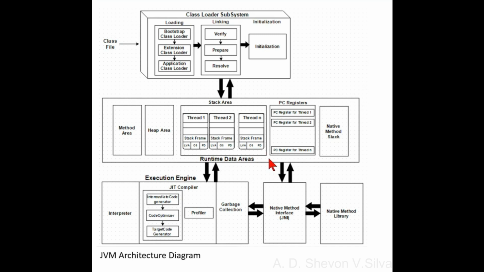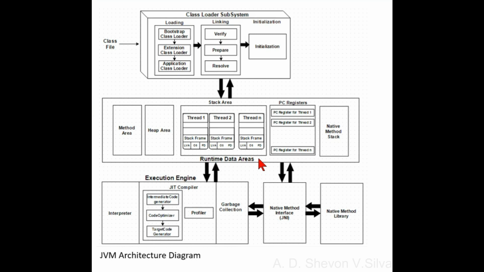Stack area. For every thread, a separate runtime stack will be created. For every method call, one entry will be made in the stack memory, which is called a stack frame. All local variables will be created in the stack memory. The stack area is thread safe since it is not a shared resource.